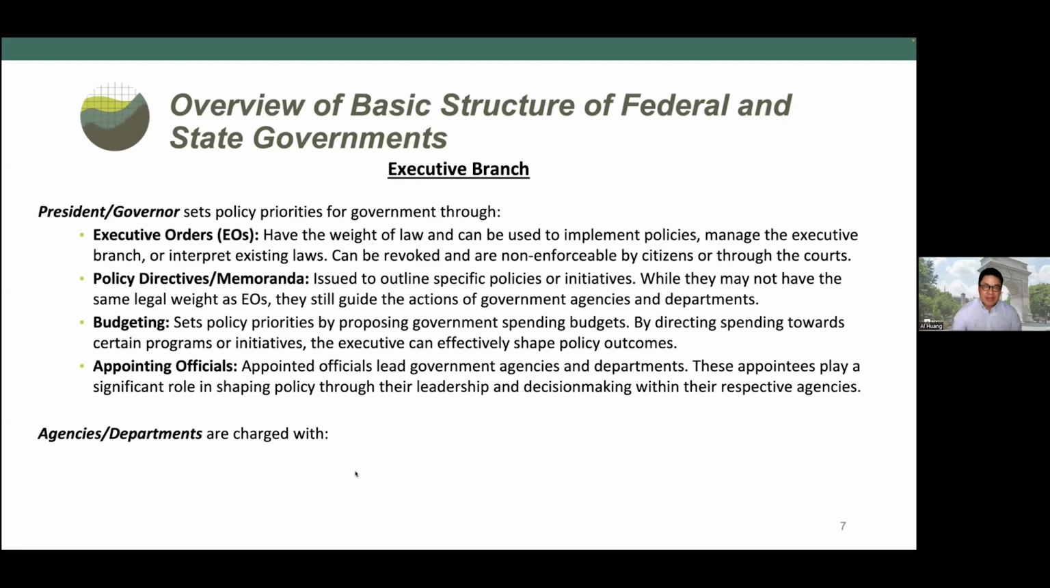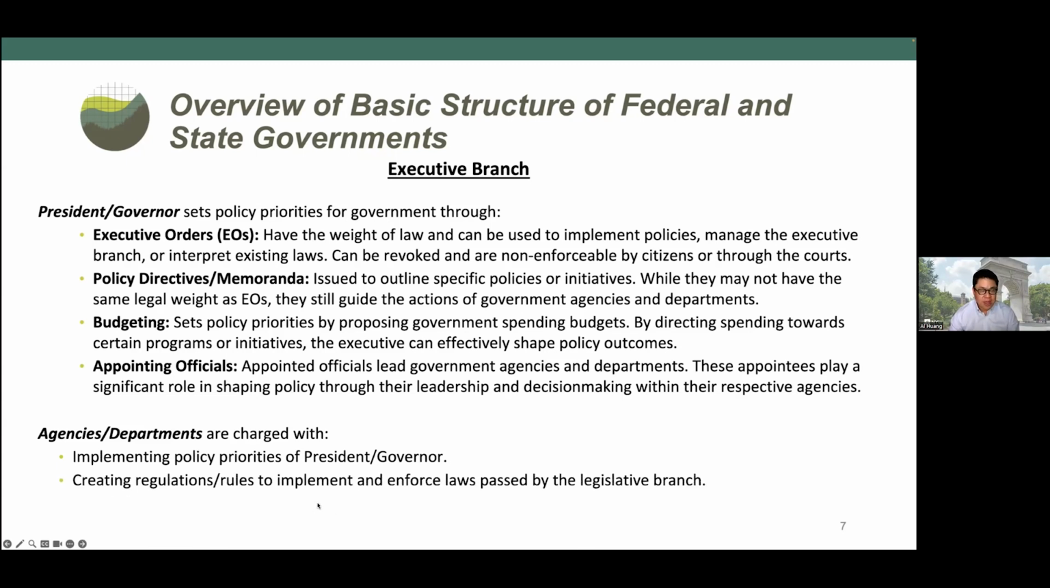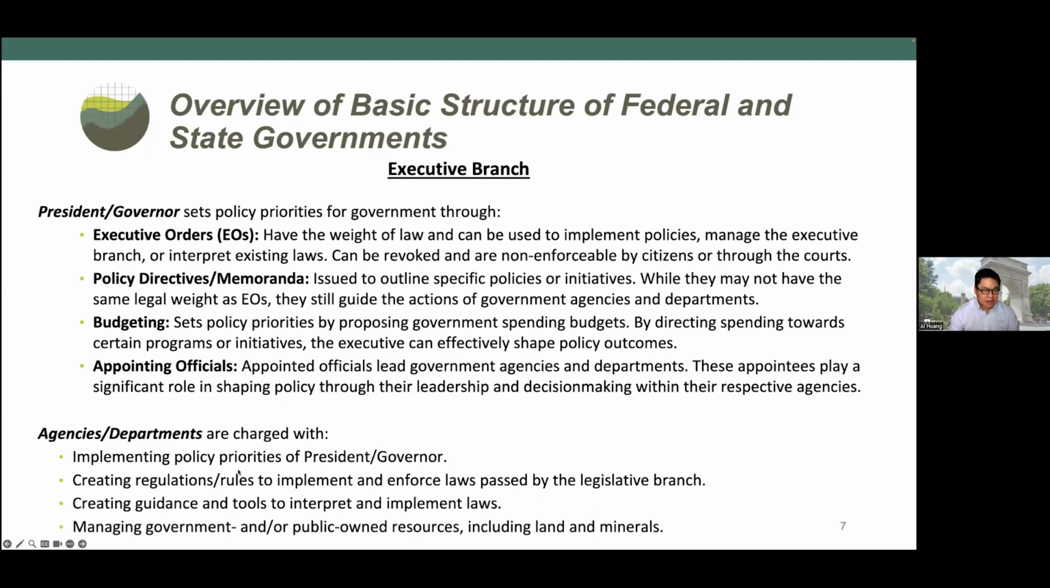These are part of the executive branch, and they are charged with generally implementing policy priorities of the president and governor. They also create rules and regulations to implement and enforce laws passed by the legislative branch. And they create guidance and tools to interpret and implement laws. We'll talk about all this in a bit more detail in this presentation. Finally, agencies and departments also manage government and/or publicly owned resources like lands and minerals.